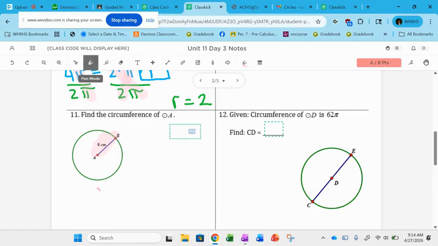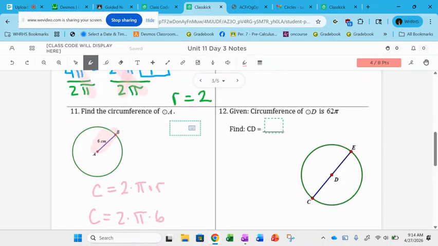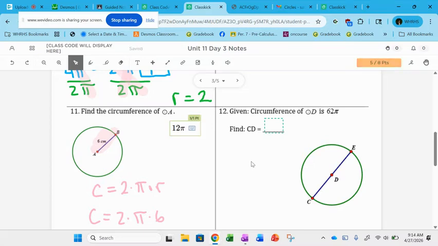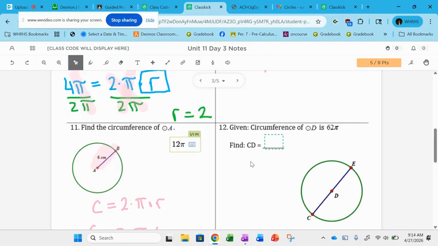So for number 11, you should have done C equals 2 times pi times r, or 2 pi r, however you want to write it. So this is going to be 2 times pi times 6. So C is equal to 12 pi. How many people got that correct? Yay, you. 12 pi. All right, for the second one, did you guys start that yet, or do you need another minute? Another minute? Okay, I'll give you another minute for number 12.